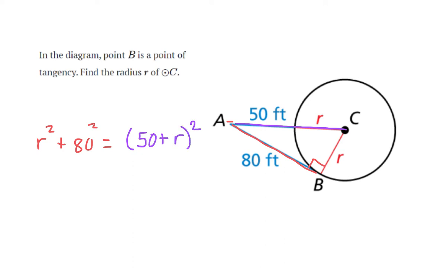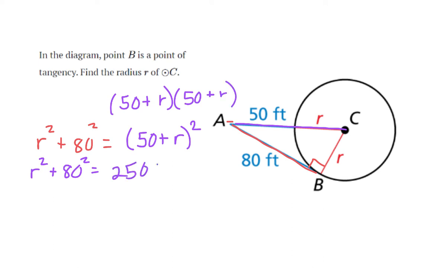And again, you're heading into Algebra 2. Make sure you don't make this mistake in Algebra 2. It's one of our most common mistakes that we see as Algebra 2 teachers. Remember, we want to FOIL this out, for lack of a better term. I want to multiply 50 plus r times itself. That gives me 2500 plus 50r plus 50r, so plus 100r plus r squared. And that 80 squared is 6400.